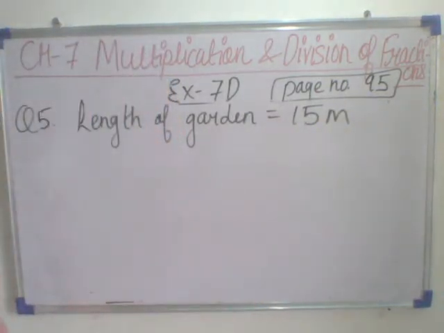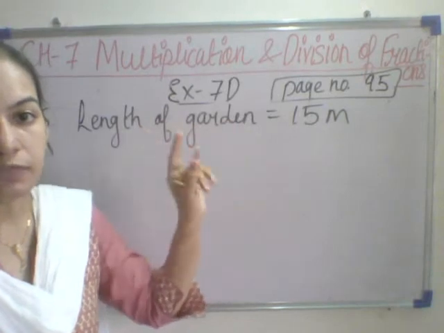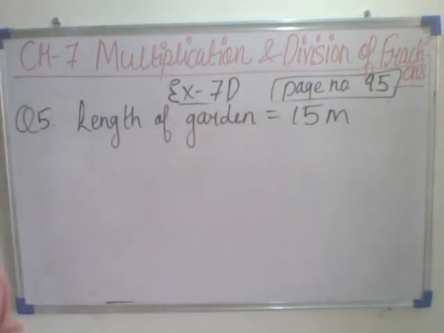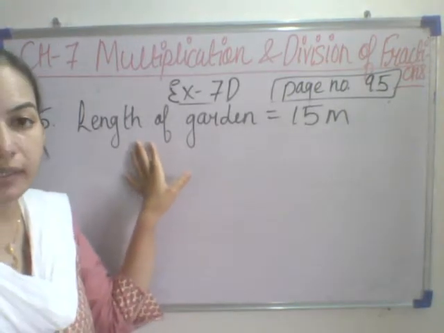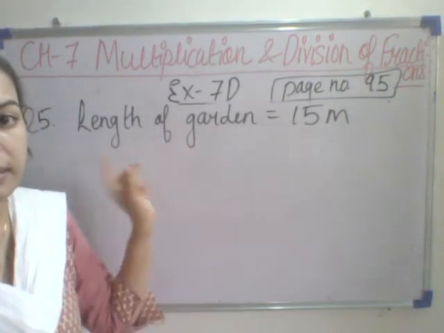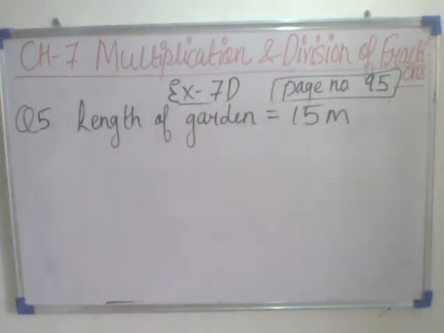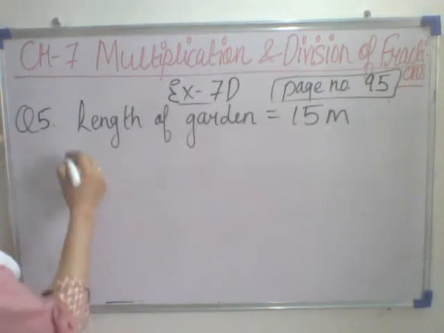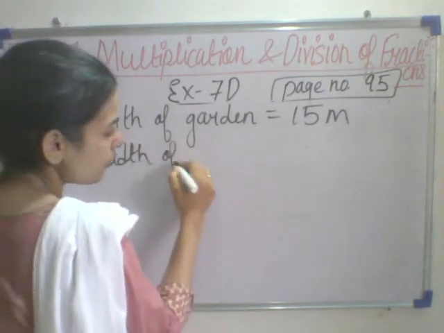Then what is given? Its breadth is 1/5 times the length. What is the area of the garden? What you have to find here? Length is given in the question, we have to find the area. So you all know how to find the area of a rectangle. Area of the rectangle is length into breadth. So first of all, we will be finding the breadth of the garden.